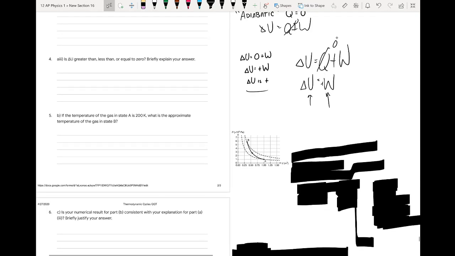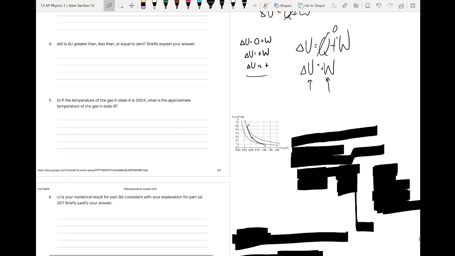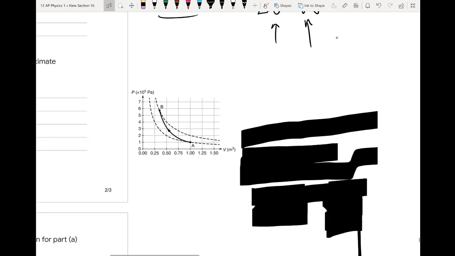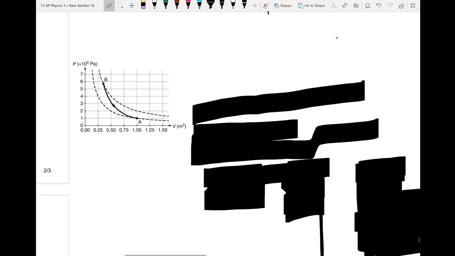If the temperature of the gas in state A is 200 K, Kelvin, what is the approximate temperature of the gas in state B? So I took a little screenshot so we can reference this graph.